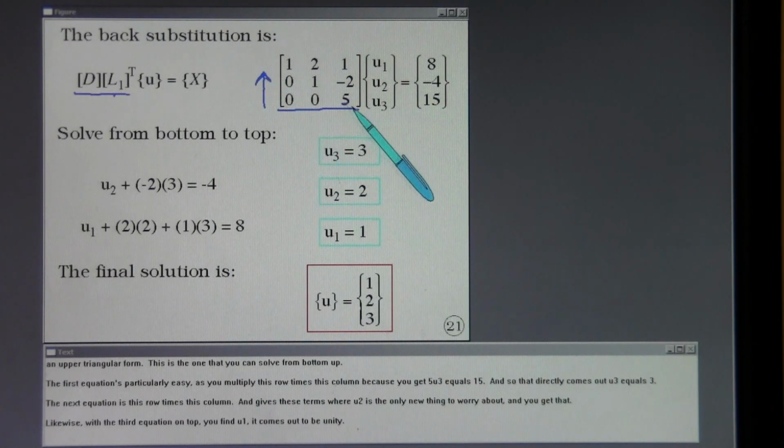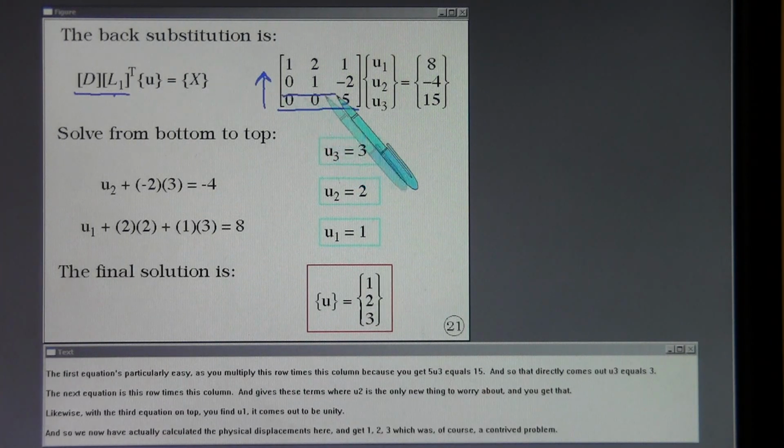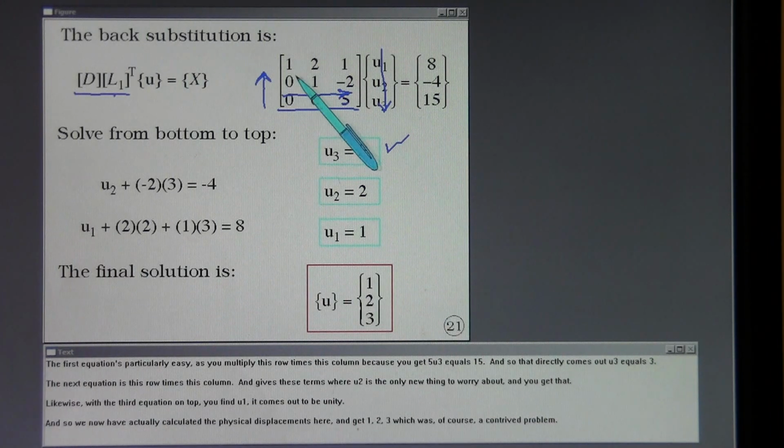The first equation is particularly easy as you multiply this row times this column, because you get 5u3 equals 15, and so that directly comes out u3 equals 3. The next equation is this row times this column, and gives these terms where u2 is the only new thing to worry about, and you get that.